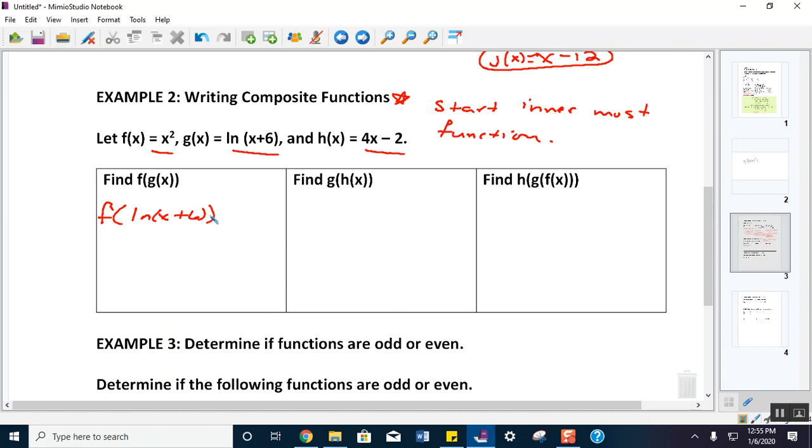So this becomes f of the natural log of x plus 6. What this is saying is our outermost function f is what we're going to end up with. f of x is equal to what here? Where you have x in your function f of x, replace it with what? x squared. All I'm doing is taking this whole function g of x and replacing the x in our function f. So f is equal to x squared, and this x is going to get replaced with this whole function g, the natural log of x plus 6. So f of g of x is going to equal the following.